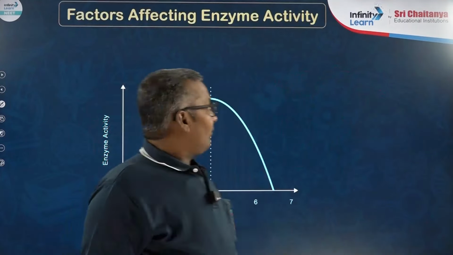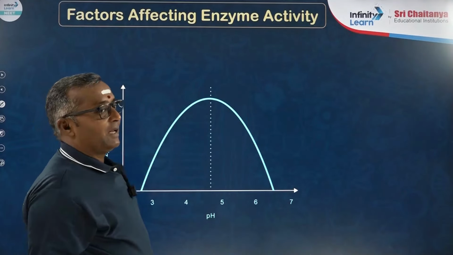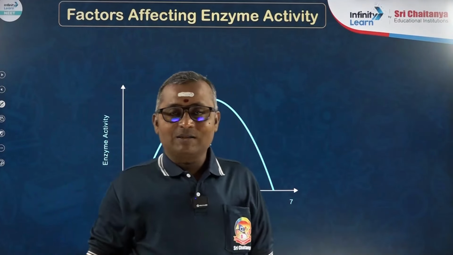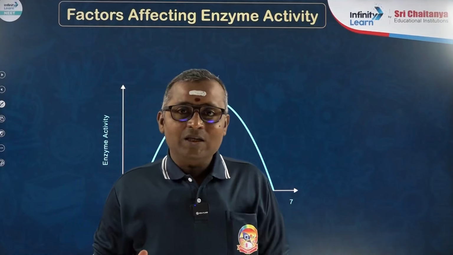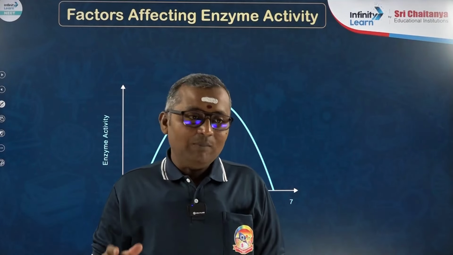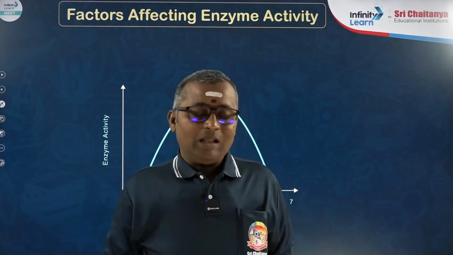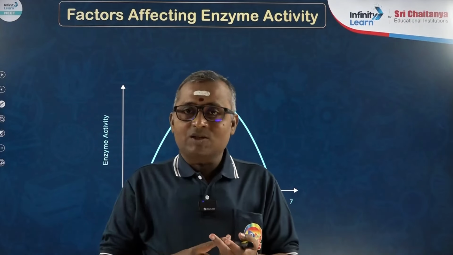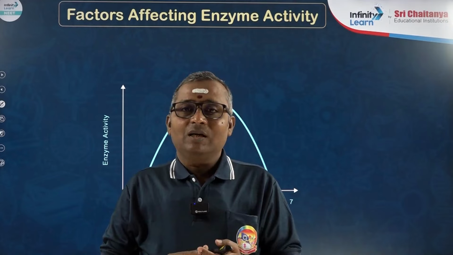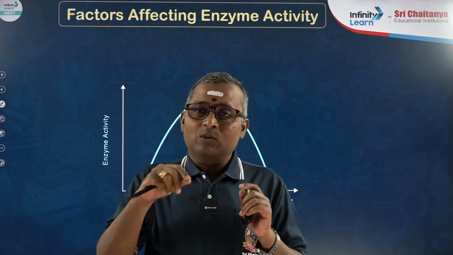Now let us see the factors which affect the enzymatic activity. There are many factors which bring a change in the catalytic activity of the enzyme, as they bring change in the three-dimensional structure of the protein. That includes temperature, pH, substrate concentration, and some chemicals which bind to the enzyme.